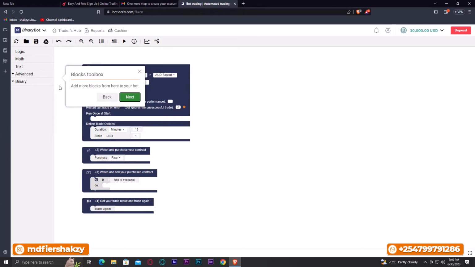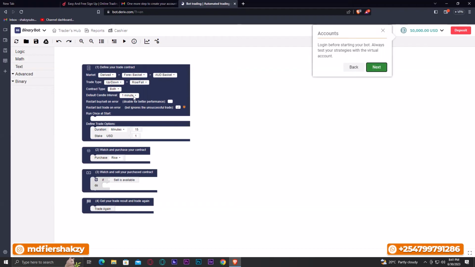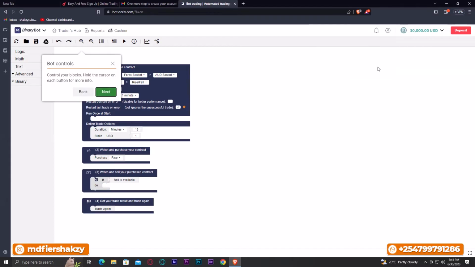Okay. So add more blocks from here to your bot. This is now when you're creating the bot. And then up here, log in before starting your bot. You have to log in into your account. Bot controls up there. So this plus icon will actually magnify the screen. This will actually zoom out.